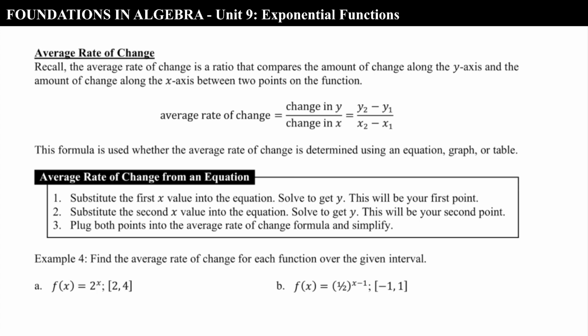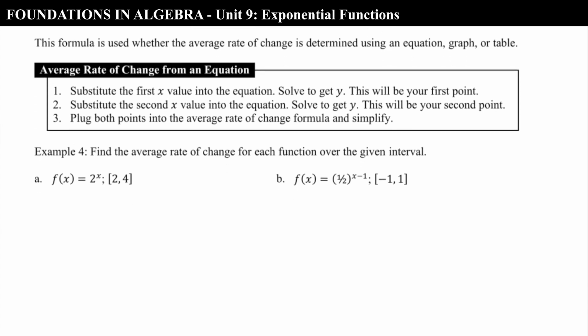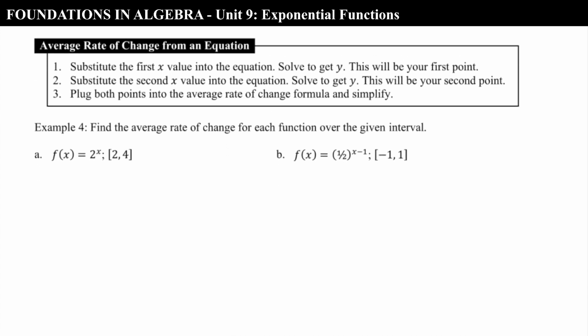So you remember the formula y2 minus y1 over x2 minus x1. We're going to be using that whether you have an equation, graph, or table. So let's start with an equation. You're going to substitute the first x value into the equation and solve for y. This is going to give you your first point. Substitute the second x value into the equation and solve for y. This gives you your second point, and then plug both of your points into your average rate of change formula. So let's do this with a couple of examples.